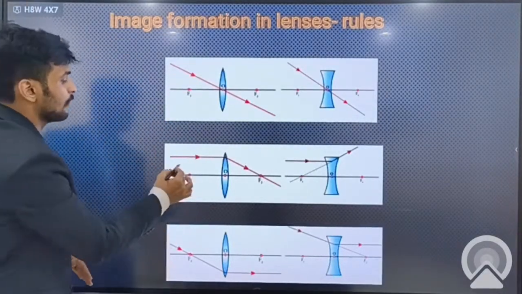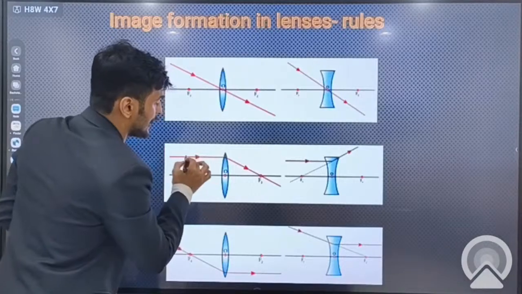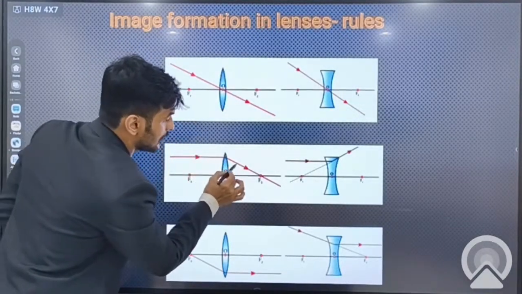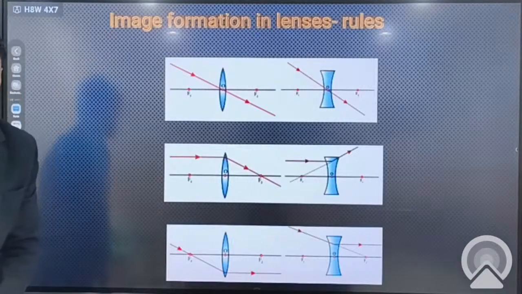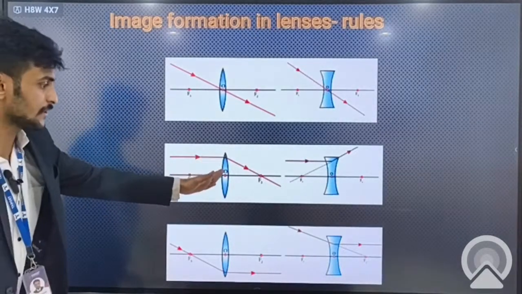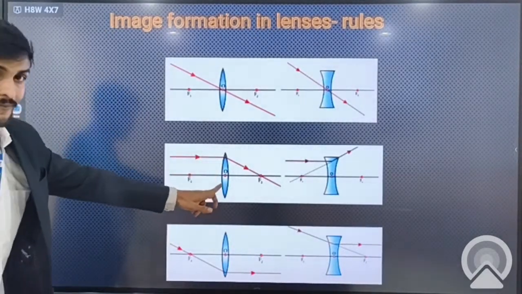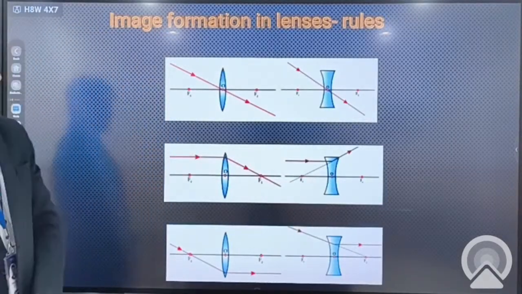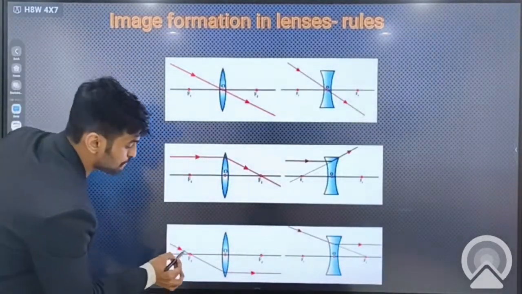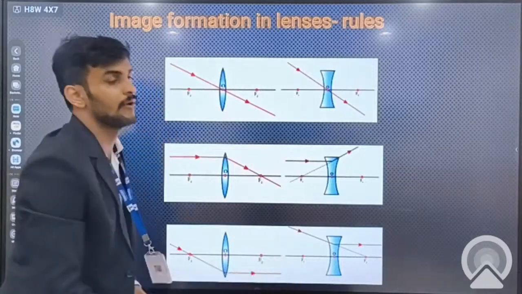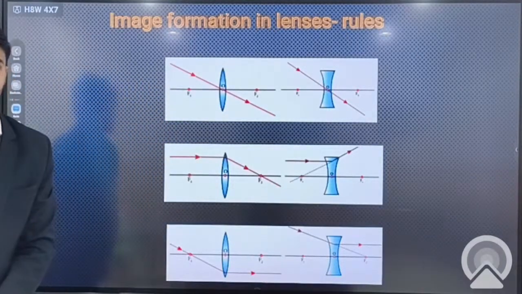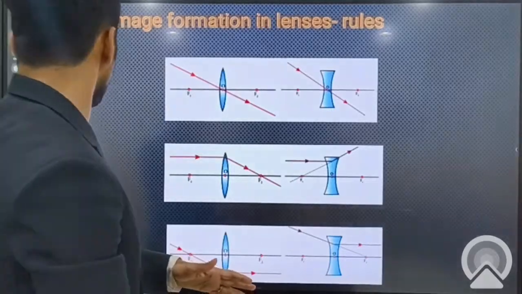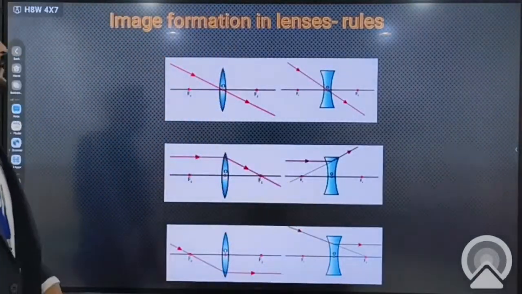Second one, if a ray is going parallel to the principal axis, then there will be a refraction, and that ray will pass through the focus. Clear? This is in case of convex lenses. This is in case of concave lenses. Clear? And next one, if a ray is passing through the focus, it will go parallel to the principal axis. Clear? So we have three rules. It is very simple to draw the ray diagram of lenses.